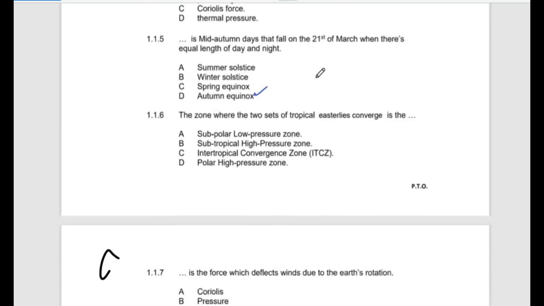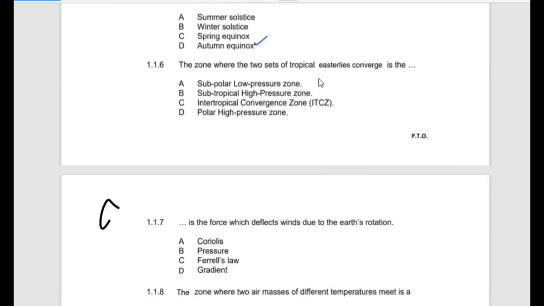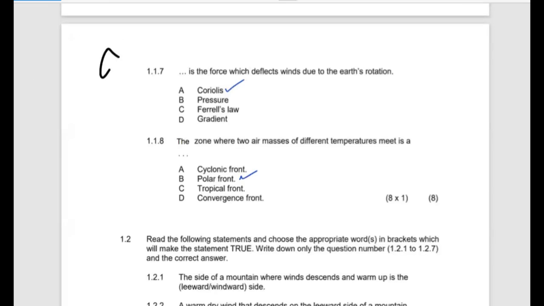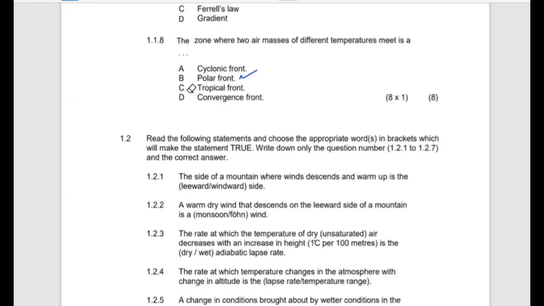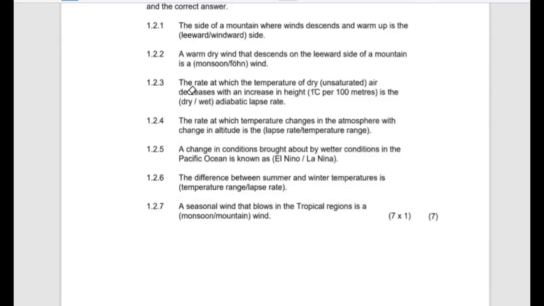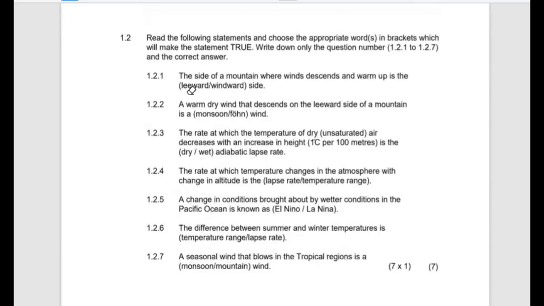Then we have number 6, where there's a zone between two sets of tropical easterlies. We said that is the ITCZ. And lastly, the force which deflects is the Coriolis force. And finally, where two air masses of different temperatures meet is the polar front. Right. That is basically how we can attempt to answer multiple choice questions. And also remember, you must not give two responses for multiple choice questions. You can never give two different responses, like A or B. There is only one correct response for a multiple choice question.